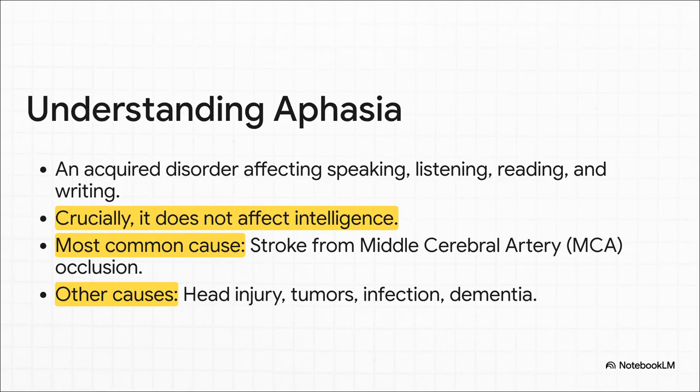But, and this is absolutely the most important thing to remember, aphasia does not affect a person's intelligence. It's a communication problem, not an intelligence problem. By far, the most common cause is a stroke, usually from ischemia when the middle cerebral artery, or MCA, gets blocked. Of course, other things like head injuries, brain tumors, infections, or dementia can also cause it.